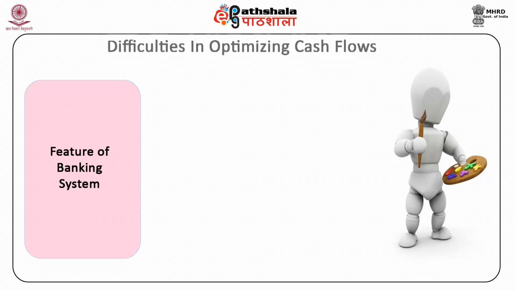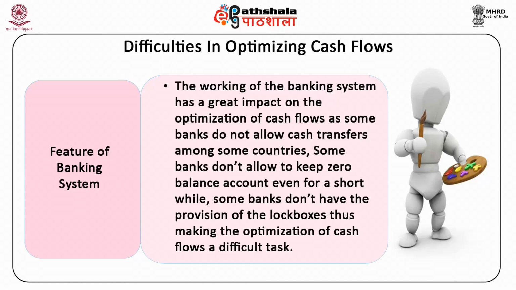Feature of banking system. The working of the banking system has a great impact on the optimization of cash flows, as some banks do not allow cash transfers among some countries. Some banks don't allow to keep zero balance account even for a short while. While some banks don't have the provision of the lock boxes, thus making the optimization of cash flows a difficult task.